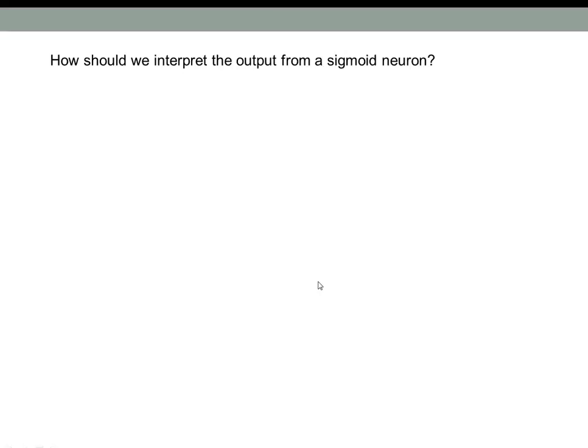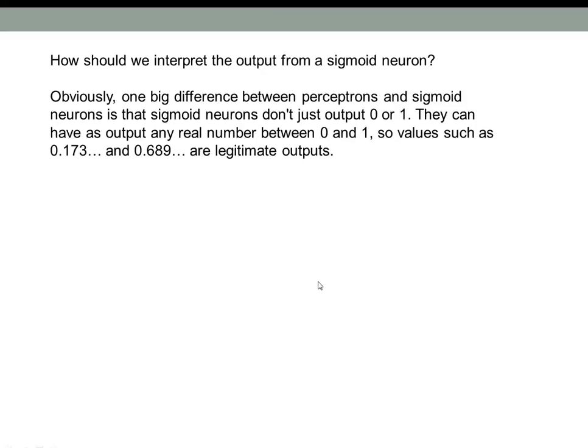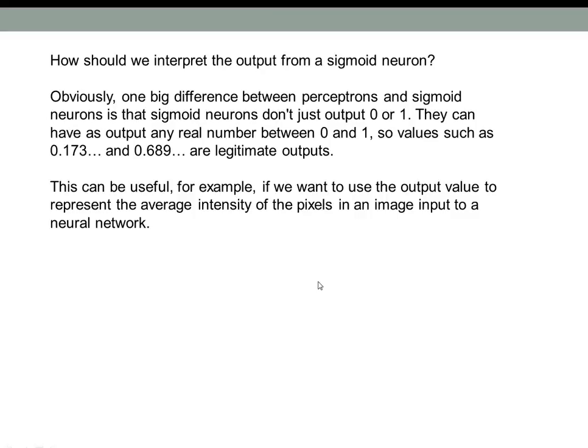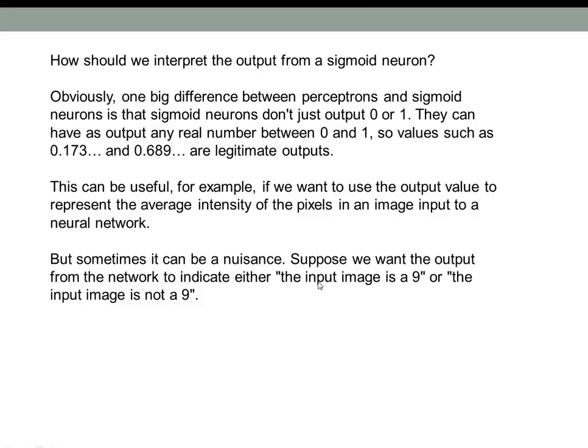Okay? How should we interpret the output from a sigmoid neuron? Obviously, one big difference between perceptrons and the sigmoid neurons is that the sigmoid neurons don't just output 0 or 1. They can have as output any real number between 0 and 1. So these values are okay. This can be useful, for example, if we want to use the output value to represent the average intensity of the pixels in an image input into a neural network. But sometimes it can be a nuisance.